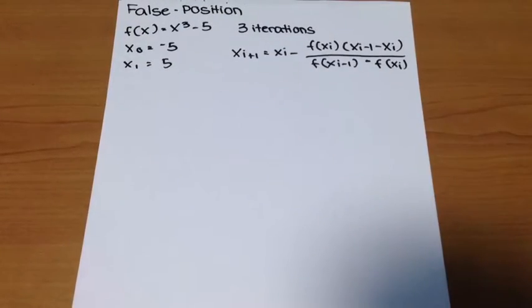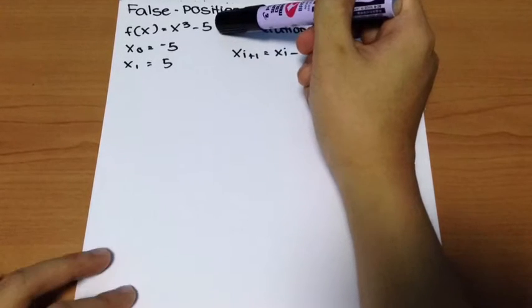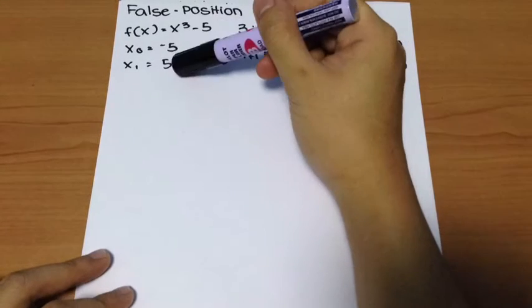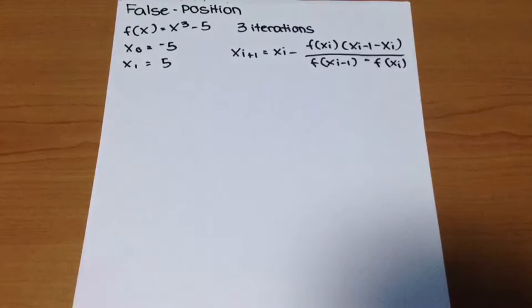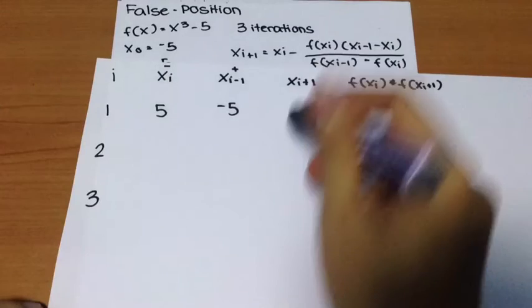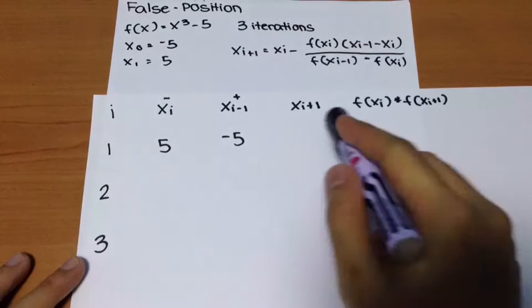And the false position method, where we are given a function of x cubed minus 5, and we have x0 equals negative 5 and x1 equals 5. Conduct 3 iterations, and we have the general formula here and we have the table here. We have 5 and negative 5 there, so we're going for x_{i+1}. So let us start.